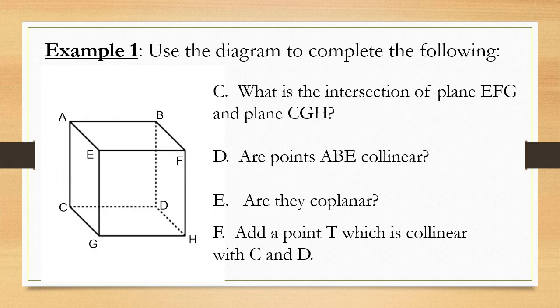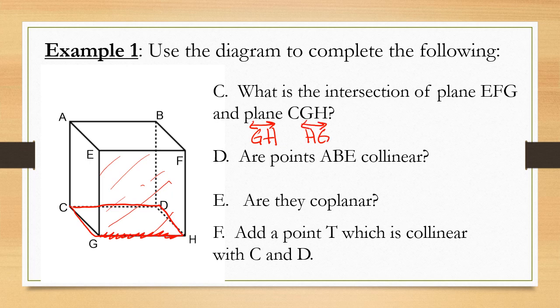Example C. It says, what is the intersection of plane EFG and plane CGH? So remember, planes have three letters. EFG is kind of this front plane right up here, and CGH is this bottom plane here. So it's kind of like I have the front and the bottom, and they intersect. Two planes always intersect in a line. So we could use that as line HG or line GH.